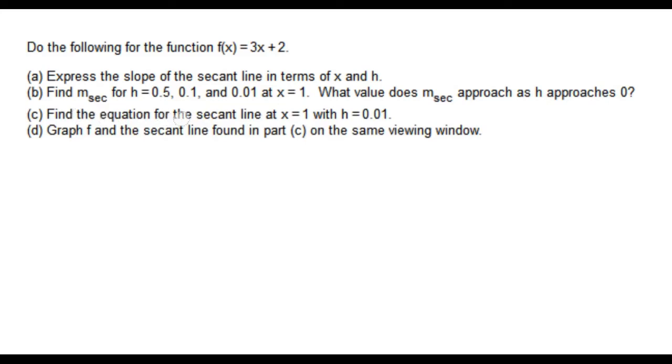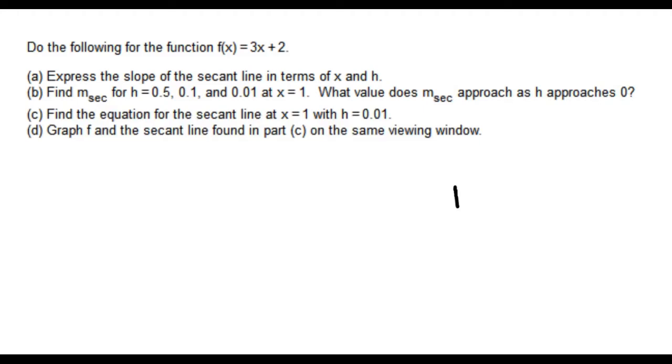Find the equation of the secant line at x equals 1 with h equals 0.01, and graph f and the secant line found in part C on the same viewing window. So let's start with expressing the slope of the secant line in terms of x and h. I'm going to give a little background. There is a formula for slope of the secant line, but I'm going to describe where it comes from.